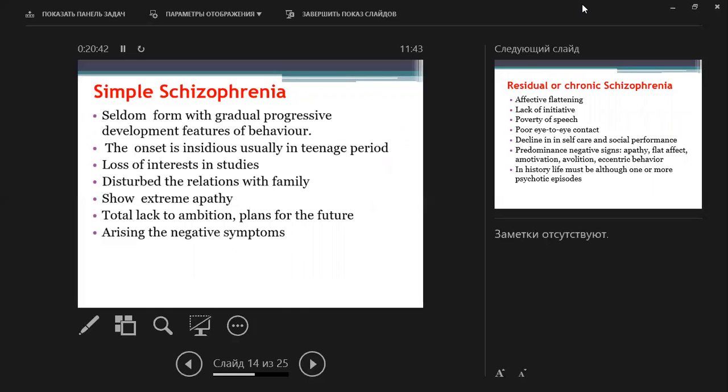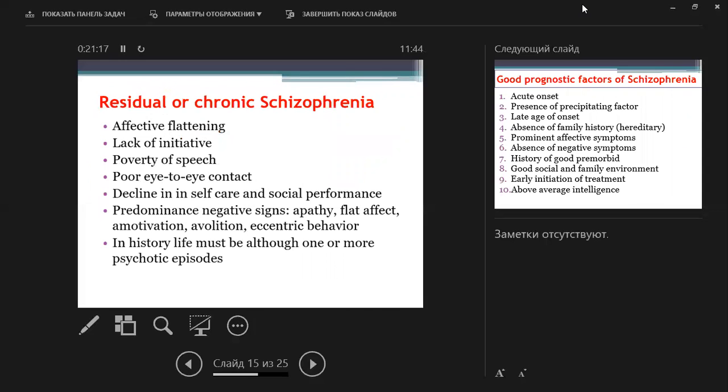Simple schizophrenia is seldom formed, with gradual progressive development, usually starting in the childhood or teenage period. Relatives usually consider it the puberty crisis, because in the puberty crisis teenagers usually lose interest and have many behavioral problems. Parents consider that it is a crisis, but really it may be simple schizophrenia.